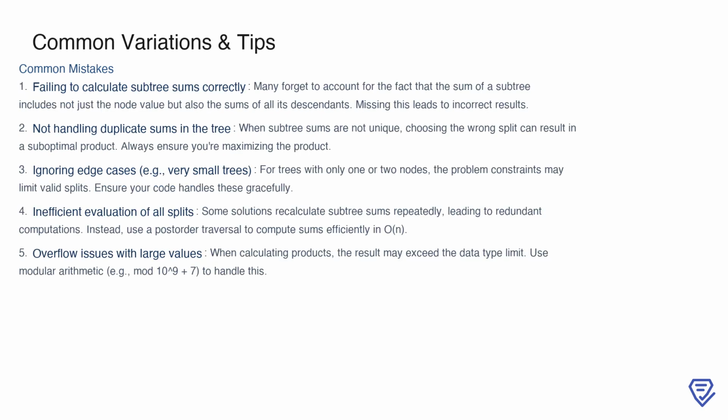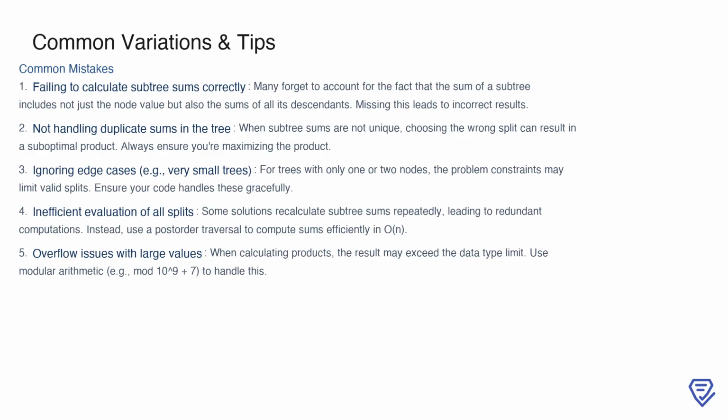One of the most common mistakes in this problem is failing to calculate subtree sums correctly. Remember, the sum of a subtree isn't just the value of the root node but also includes the sums of all its descendant nodes. Forgetting this can lead to incorrect results. Another issue arises when the tree contains duplicate subtree sums. If your code doesn't account for this, it might select the wrong split and produce a suboptimal product.